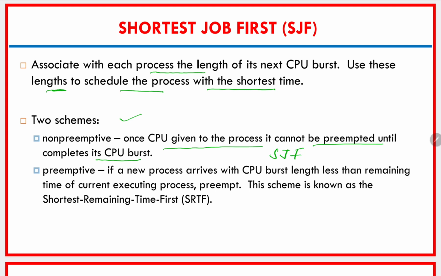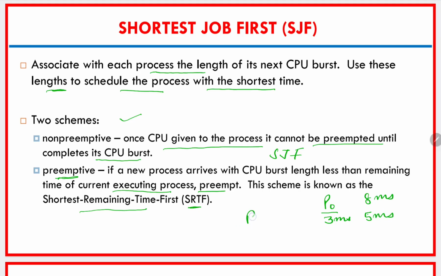But there is one more variant of this SJF, the preemptive variant, which is named shortest remaining time first. As the name says, if a new process arrives with a CPU burst length less than the remaining time of the currently executing process, then the currently executing process will be preempted. For example, let's suppose process P0, whose burst time requirement was 8 milliseconds, was executing, and as of now it has executed for only 3 milliseconds. That means its remaining time with the CPU is 5 milliseconds.